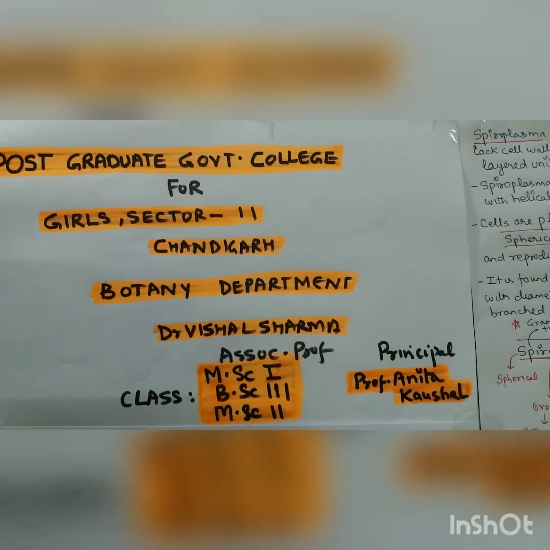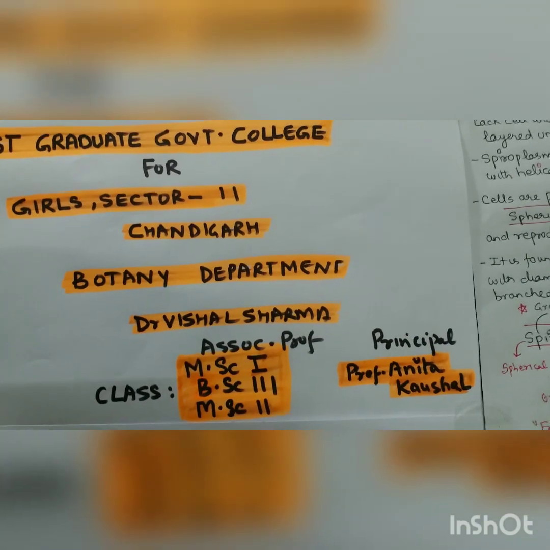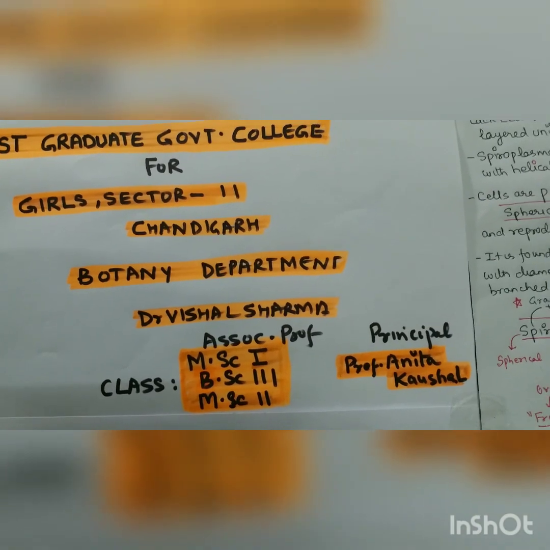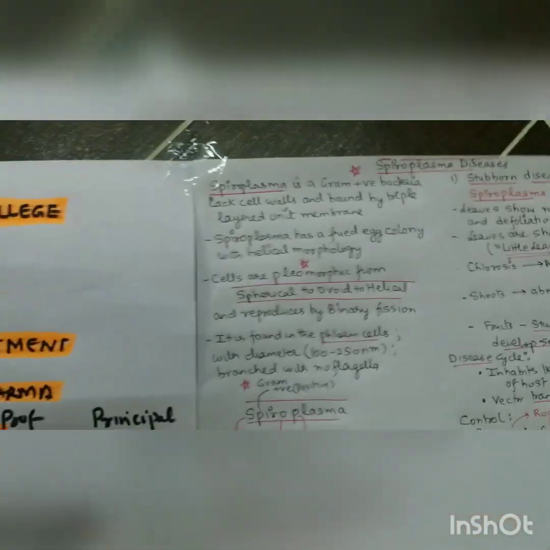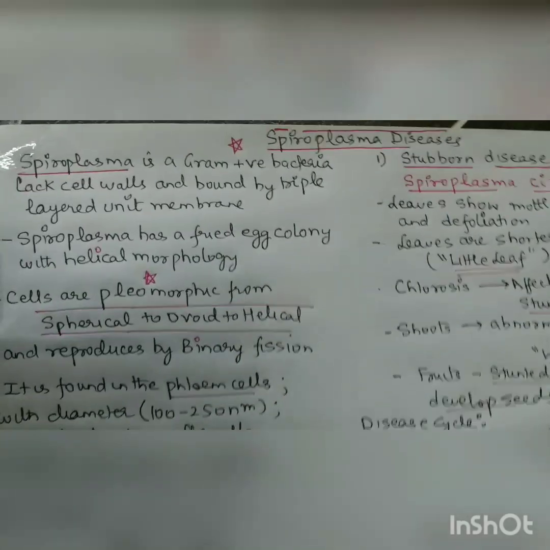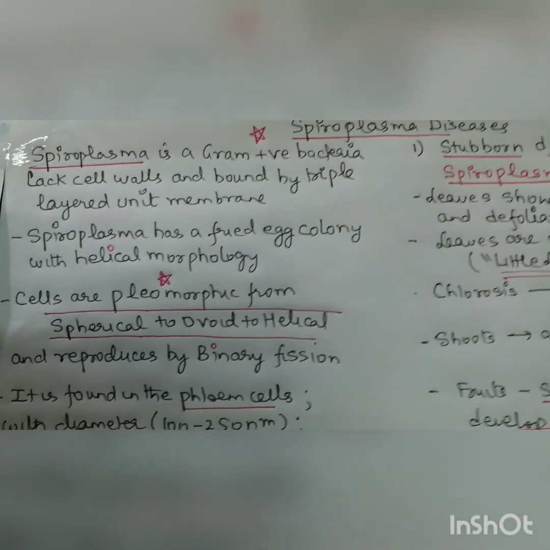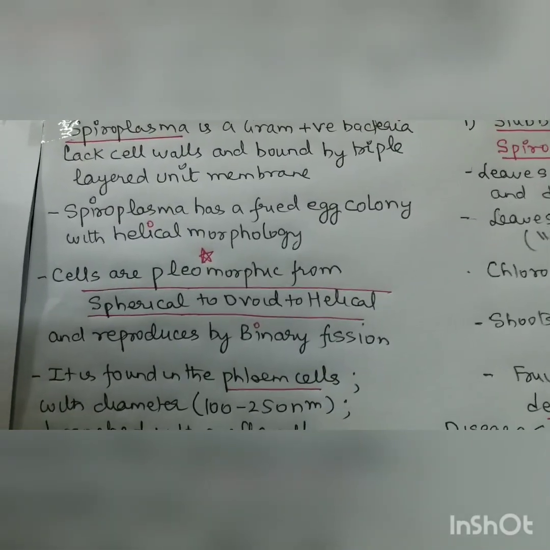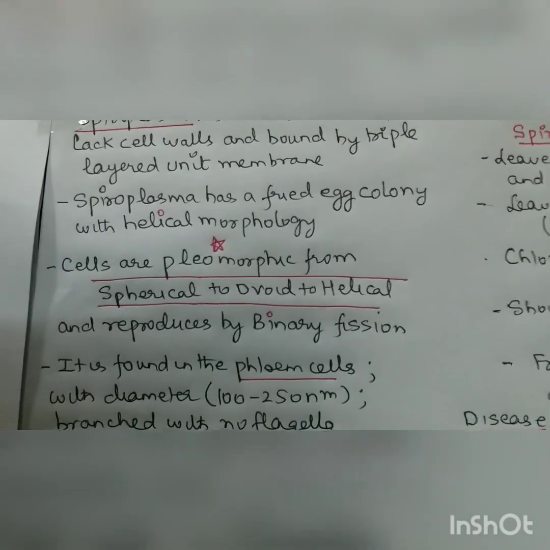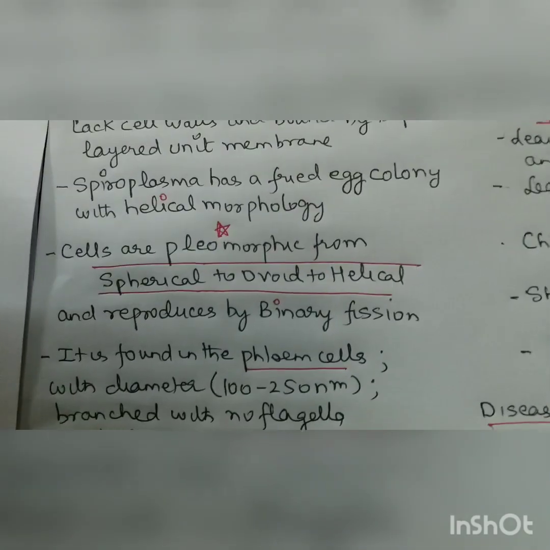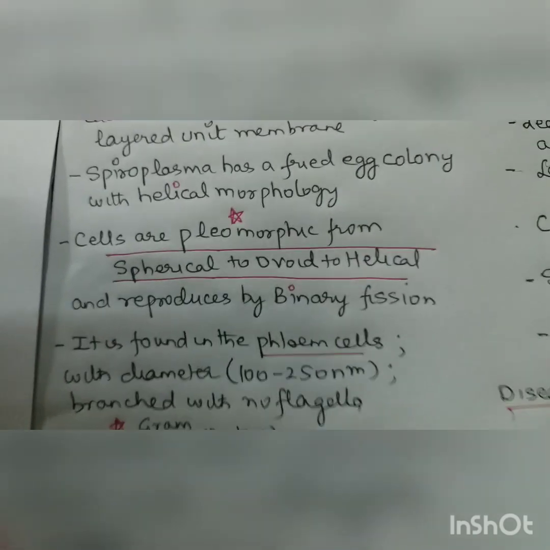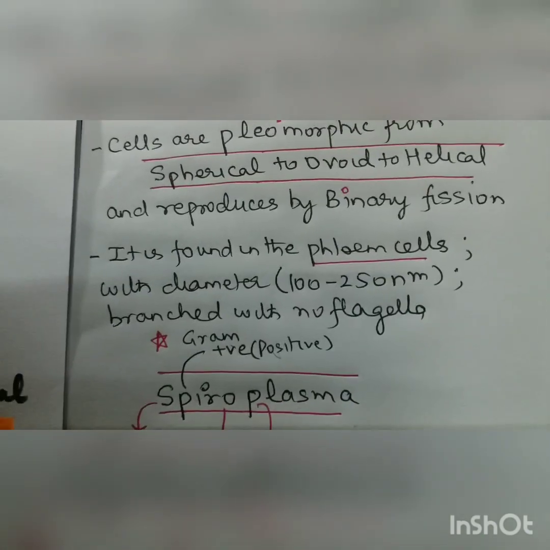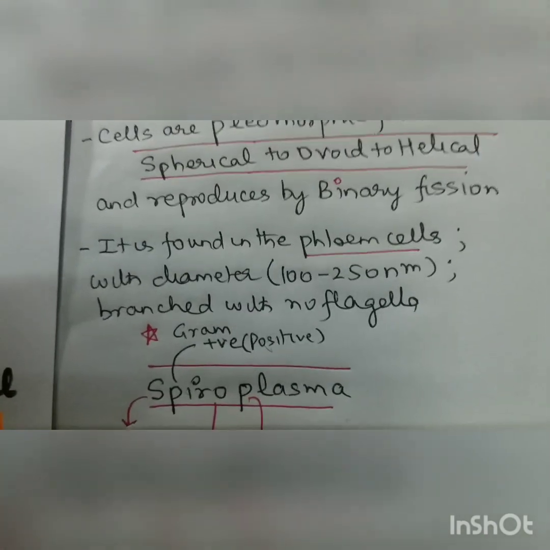Morning everybody. I welcome you all for this special session which deals with the diseases of Spiroplasma and Viroids. So today we will do the Spiroplasma disease, which is caused by gram-positive bacteria which lack cell walls and are bound by a triple layered unit membrane. Spiroplasma has a fried egg colony with helical morphology. The cells are pleomorphic, that is, they vary from spherical to ovoid to helical and reproduce by binary fission. It is found in the phloem cells with a diameter of 100-250 nm, branched with no flagella.